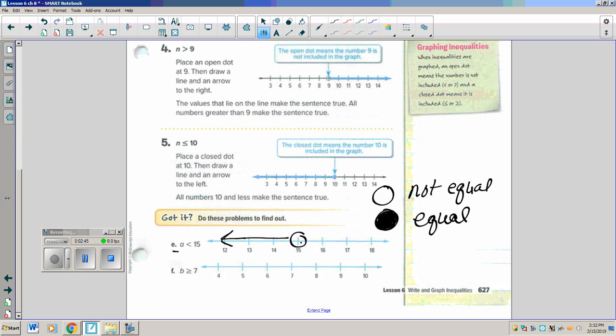For B, it's greater than or equal to 7. Circle goes on 7. It is equal, colored in. And then it's greater, so numbers are bigger to the right. Once again, that's a terrible line. Okay? You have to pay attention to your circles. Are they open or closed? And which direction you're going when you're graphing these inequalities.